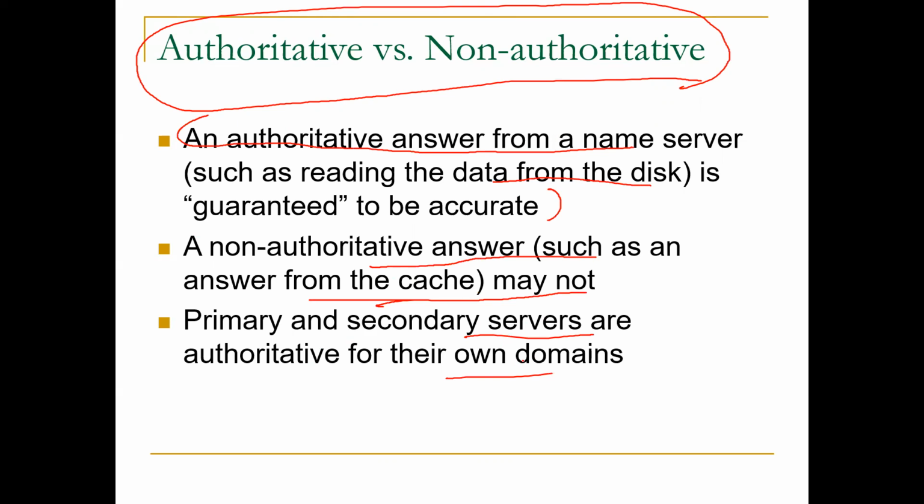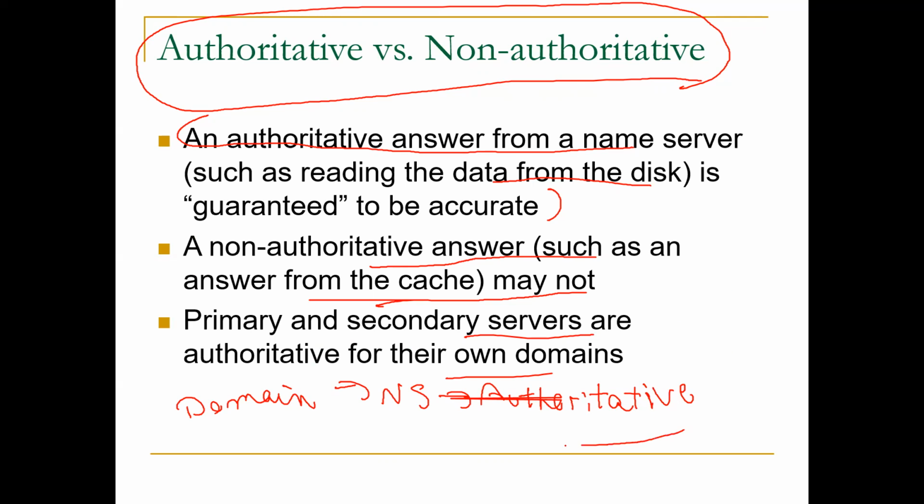Whenever you purchase a domain, one name server will be authoritative. It will resolve your name and manage all of your domain data. So we have one primary and one slave. Primary and secondary servers are authoritative for their own domain.